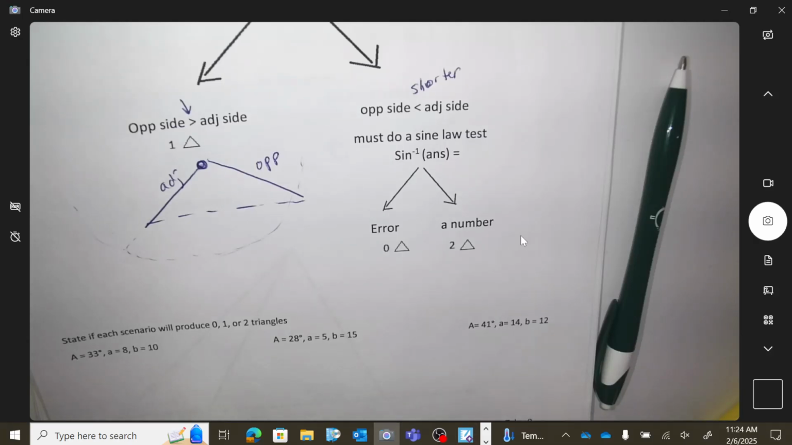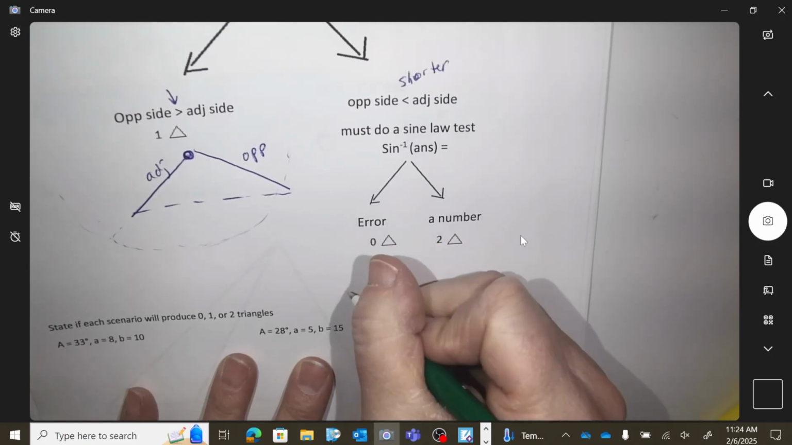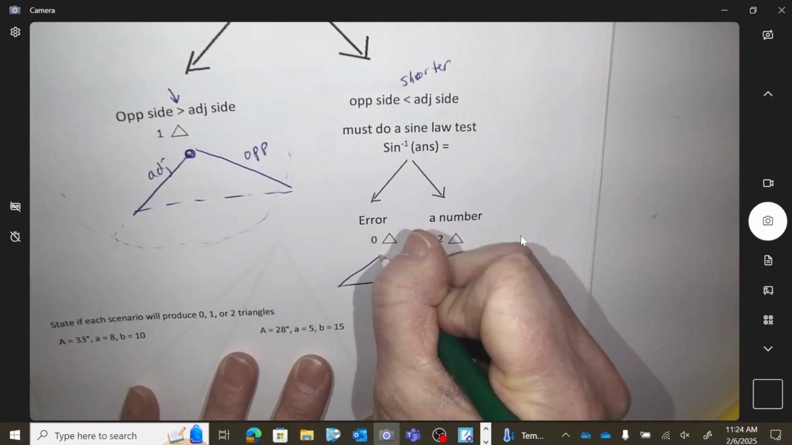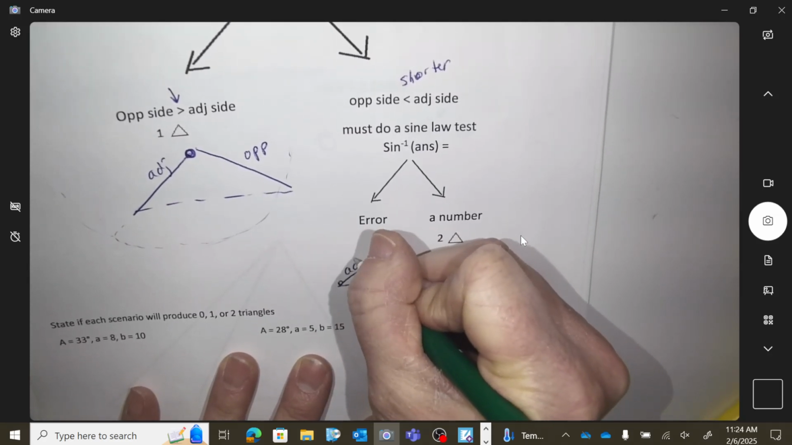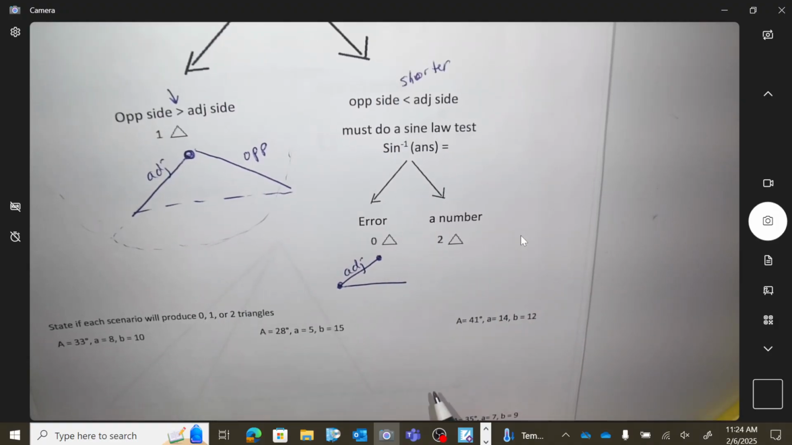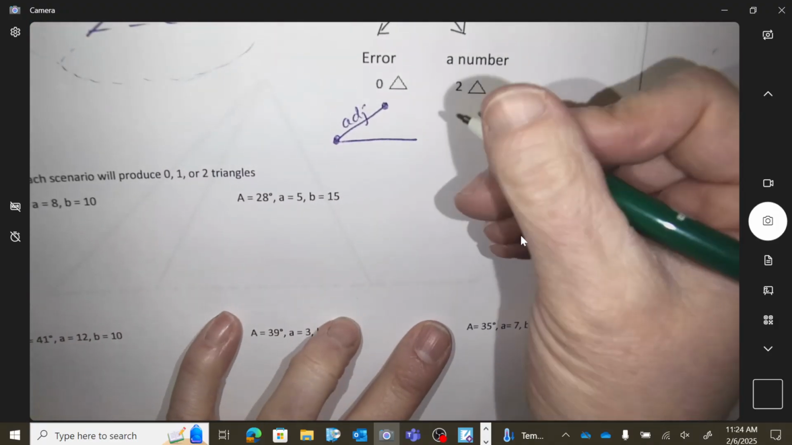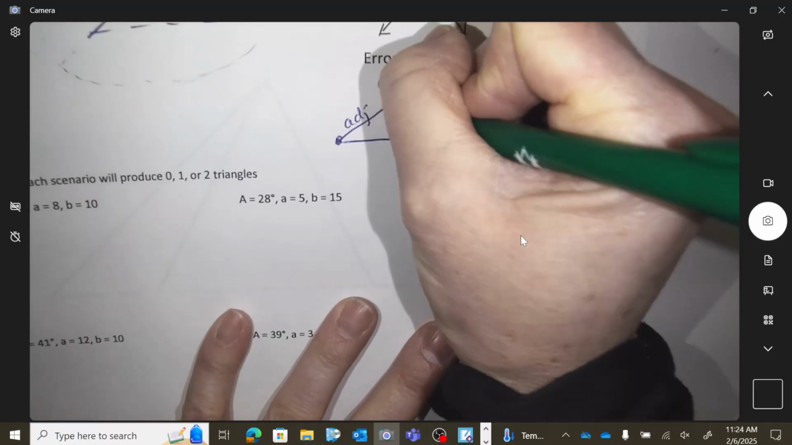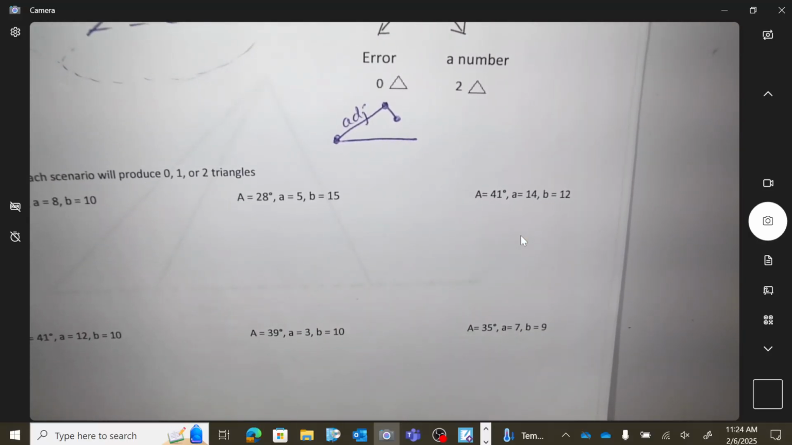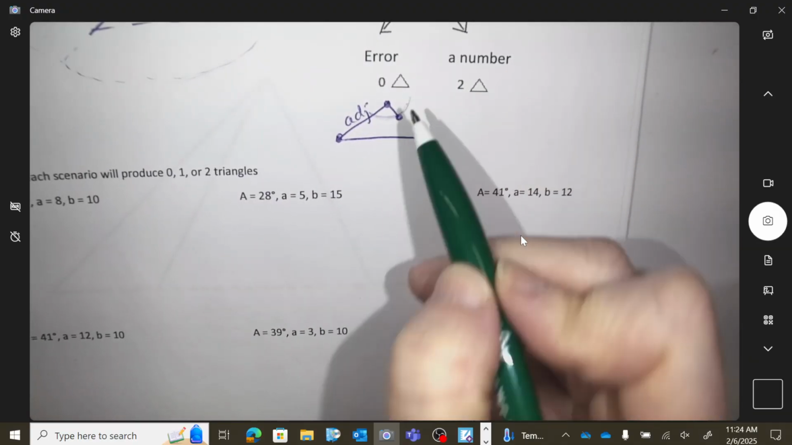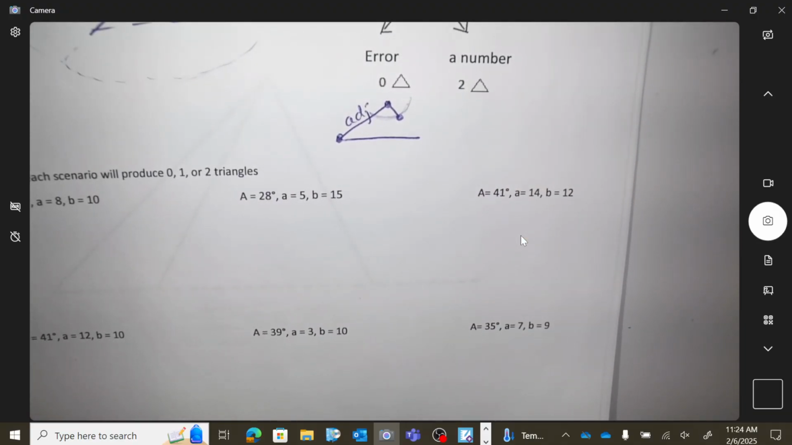Okay, so ground, angle, adjacent. So my first was when this side was short, but then it was just too short. It didn't touch. I can move it around as much as I want, right? But it would never, ever touch.